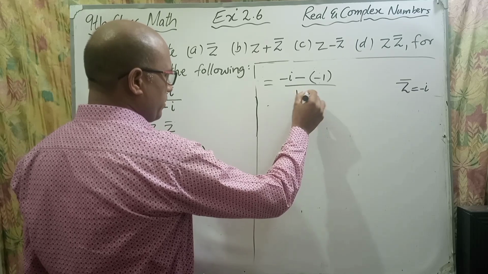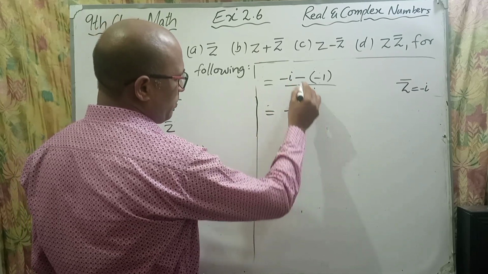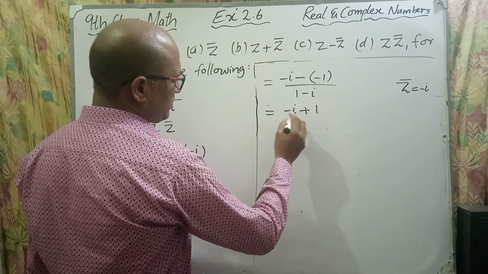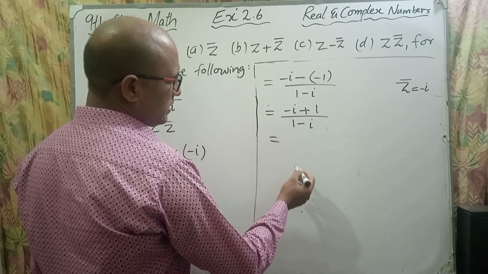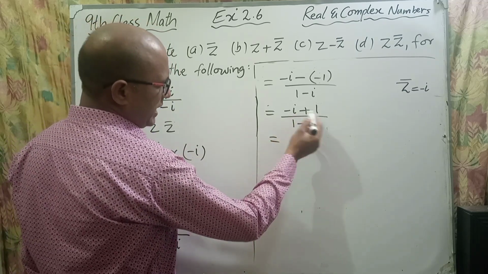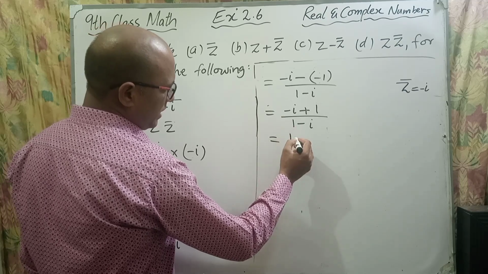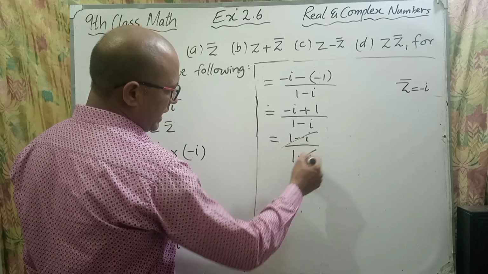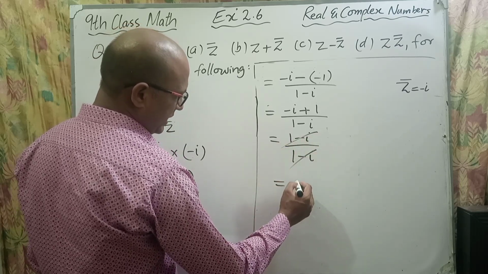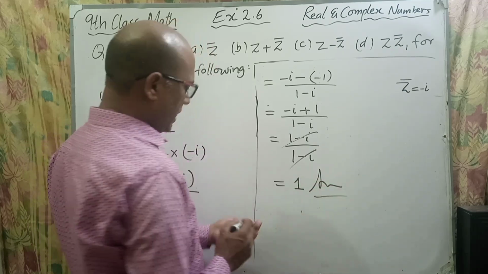Minus iota minus minus plus 1 over 1 minus iota. Students, look at this. If we change their place, it will become 1 minus iota over 1 minus iota. Both are the same, will be cancelled, and we'll get the answer 1 for this part.